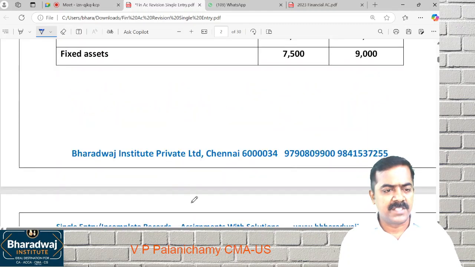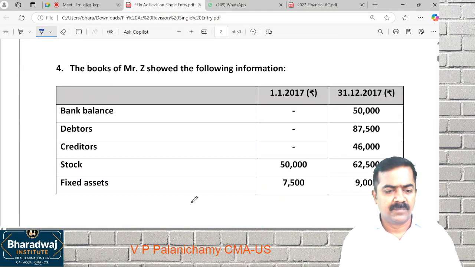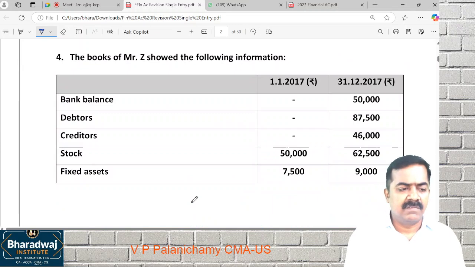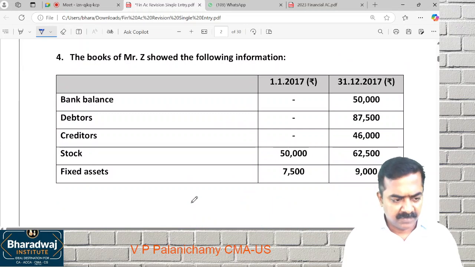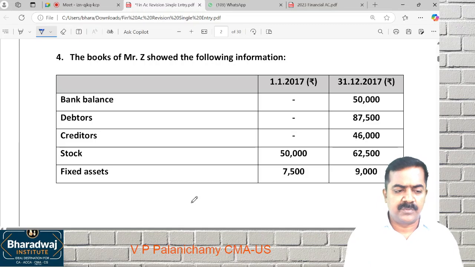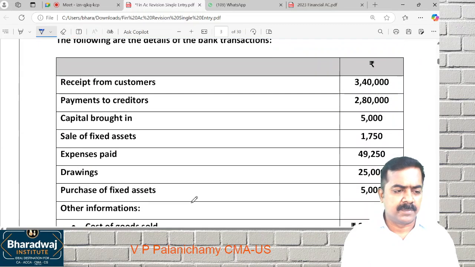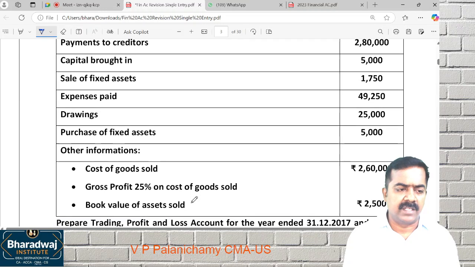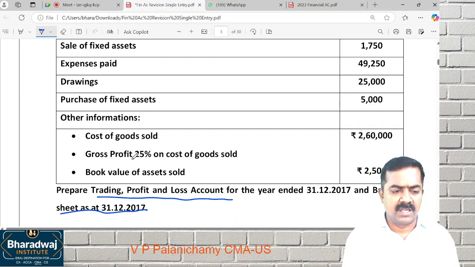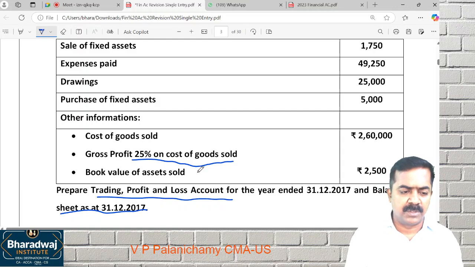Check if there is any bills receivable, bills payable detail. Bank balance, we are given debtors and which one? Creditors, stock, fixed assets are given. Then receipt from customer, payment to creditors, capital brought in, sale of fixed asset, expenses paid, drawings, purchase of fixed asset, cost of goods sold are given. Gross profit is how much? 25% of cost of goods sold is given. Book value of the asset is given to us.